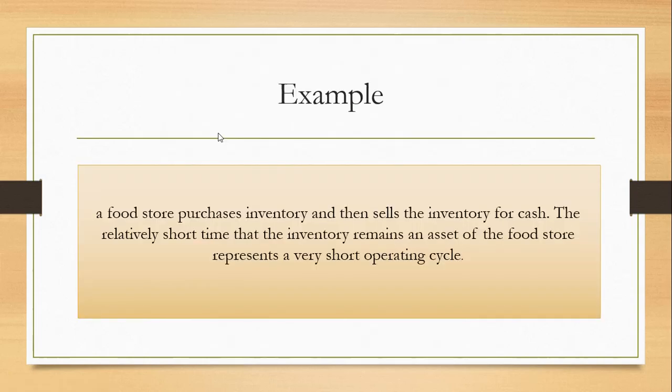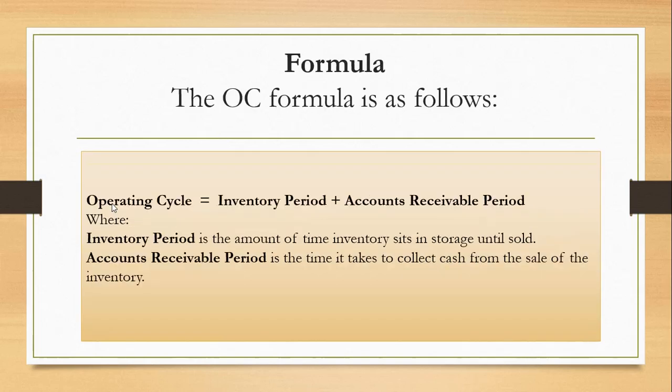Now we have an example of the operation cycle. A food store purchases inventory and then sells the inventory for cash. The short time that the inventory remains in the assets of the food store represents a very short operation cycle. So the time from purchasing inventory for the food store to the sale of the inventory for cash is the operation cycle time.